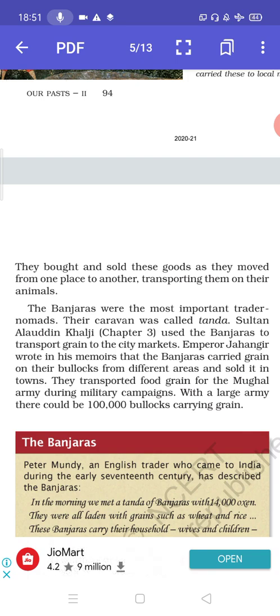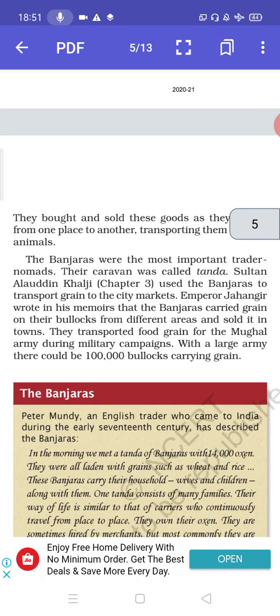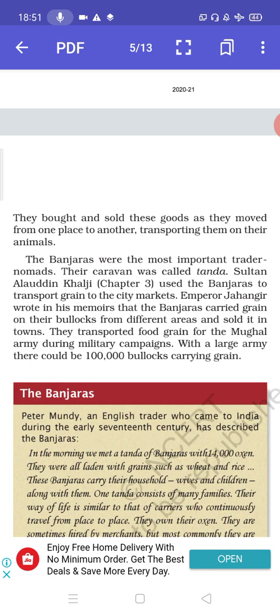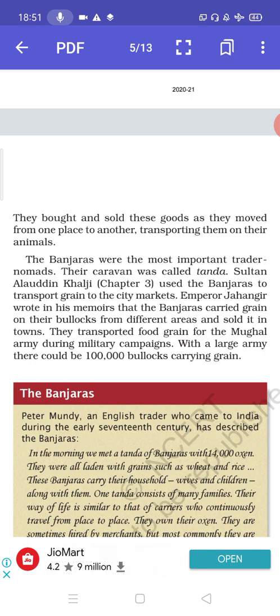So they bought and sold these goods and then moved from one place to another, transporting them, and animals were used for transportation. The Banjaras were the most important trader nomads. Their caravans were called Tanda. Sultan Alauddin Khilji used the Banjaras to transport grain to the city market. So Alauddin Khilji, who is very famous for his market policy, used these Banjaras for transporting grains to the city market.